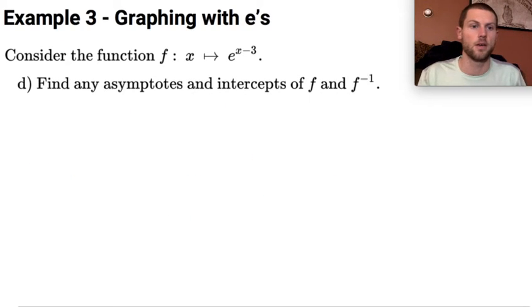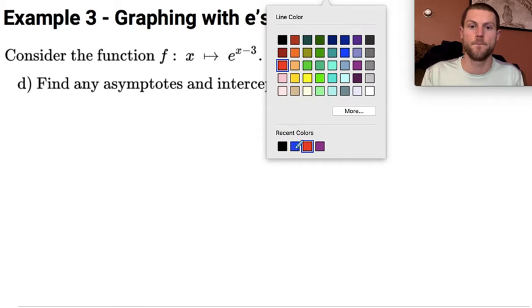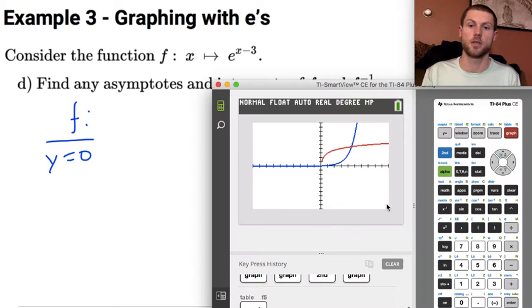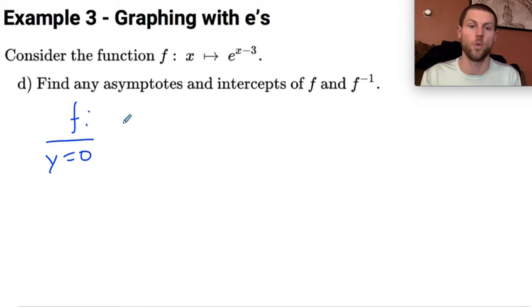All right, and then finally, D: find any asymptotes and intercepts of f and f inverse. So we're going to do the same thing we did before. The asymptotes, let's start with my function f. That asymptote is going to be y equals 0. And for my x-intercept, I don't have any, and hopefully that makes sense, because if my y equals 0 asymptote exists, that means I'm never actually crossing or touching the x-axis. So there's no x-intercept.